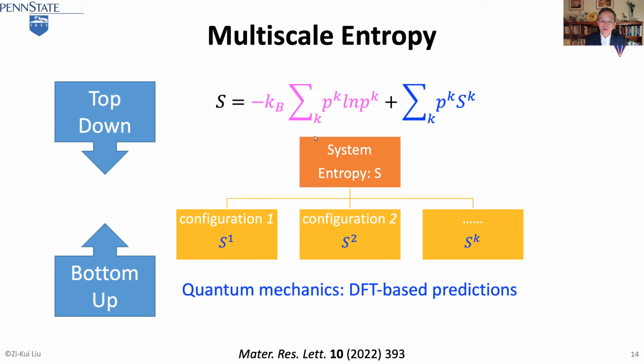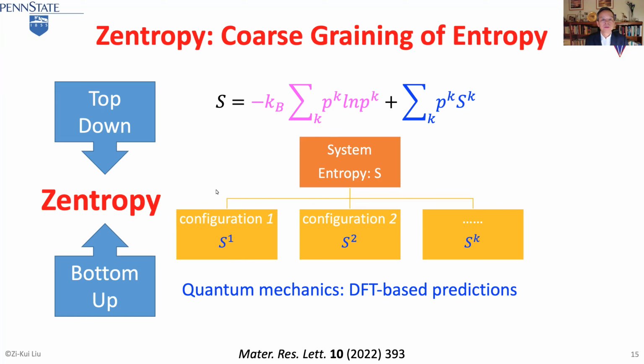So now we see we have two views. The top-down view is to see how many configurations the system has. Or from the bottom-up view, what is the entropy of each configuration? We put them together, and now we can calculate the total entropy of the system. We call this Zentropy. It's basically coarse graining of the entropy. You have the entropies of different configurations, you coarse grain them together, and get the total entropy of the system. Now it has two contributions: one is the entropy of each configuration, and the other is the configuration entropy among the configurations.